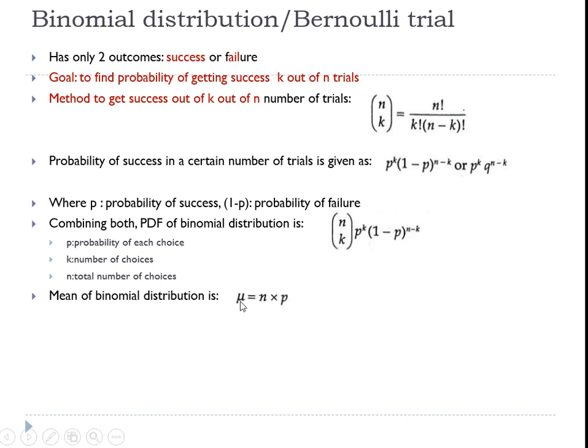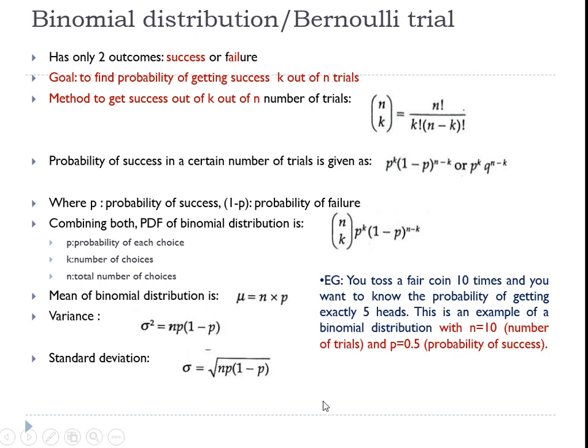If you want to calculate the mean of the binomial distribution, then mu is nothing but n into p. If you want to calculate the variance, sigma square is equal to np into 1 minus p. And if you want to calculate the standard deviation, then sigma is the same thing, just take the square root. Standard deviation is nothing but the square root of variance. So this is how you can calculate the mean, variance and standard deviation of a binomial distribution.